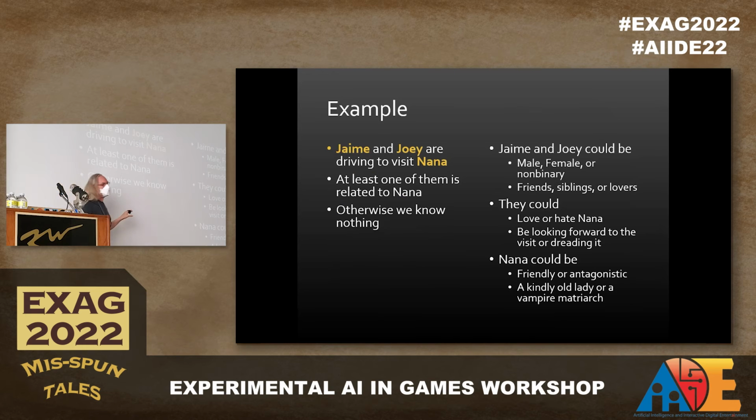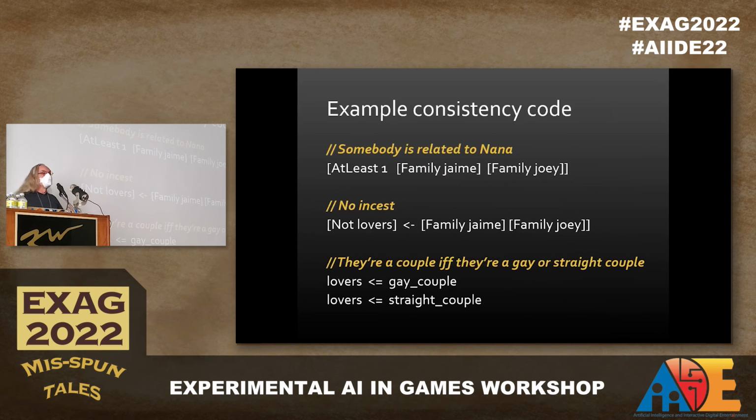So here's an example. Jamie and Joey are driving to visit Nana. At least one of them is going to be related to Nana, but otherwise we don't know anything. We don't know their genders. We don't know whether they're blood relations or friends or lovers. We don't know their attitudes toward Nana or Nana's attitudes toward them. We don't know whether Nana is a kindly old lady or a vampire matriarch. We're going to allow the player, in some sense, to make some of those decisions.